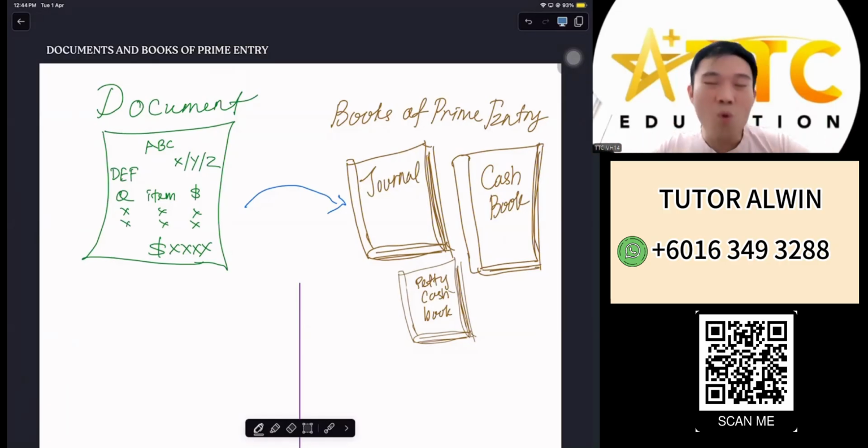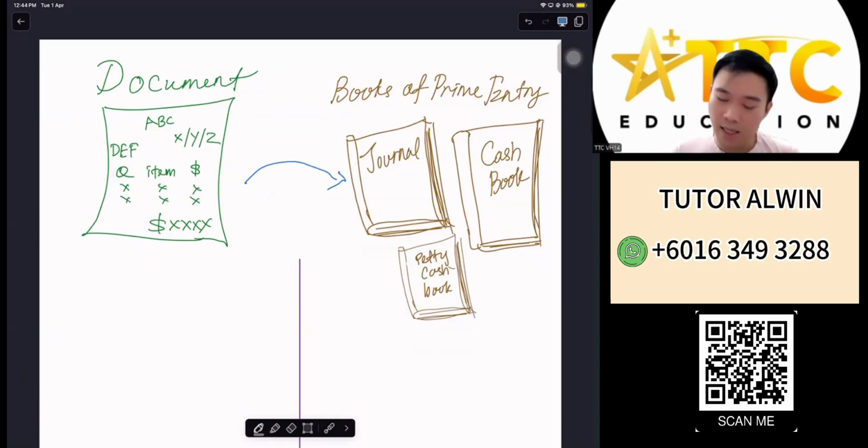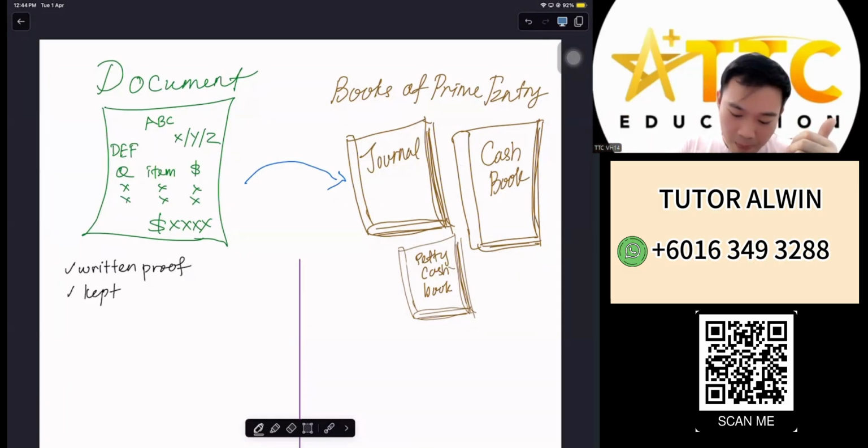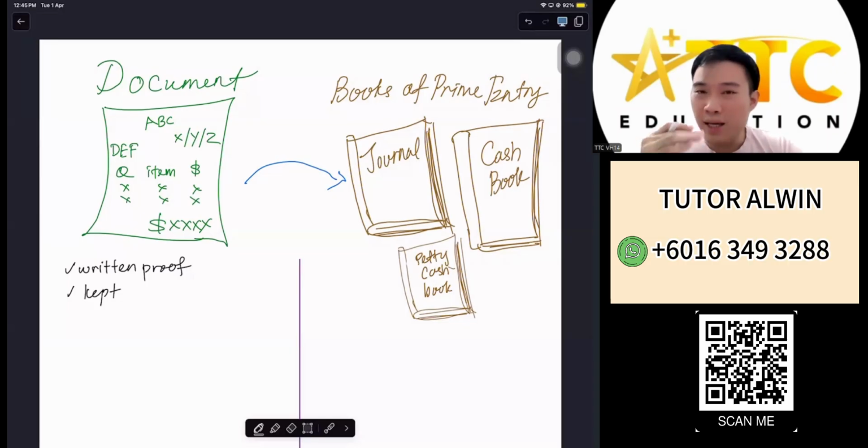Anyways, we will need to know what is actually the purpose of a document. A document basically is a written proof about the transaction that just happened between you and the seller. It must be kept in a proper, safe place, and nowadays you have to scan it for safety purposes as well as a backup, because some receipts' ink will fade off as time goes by.